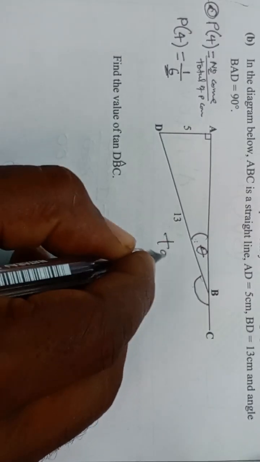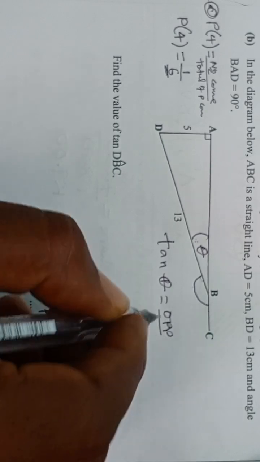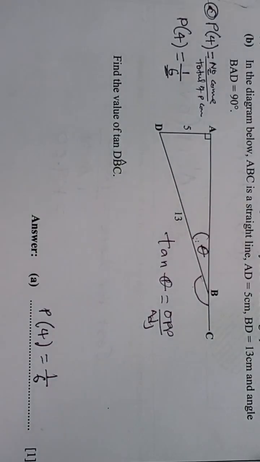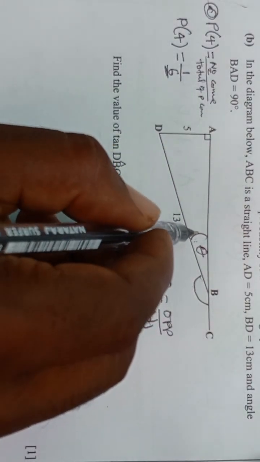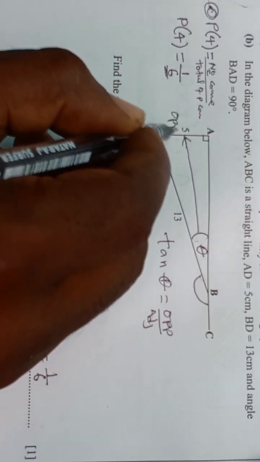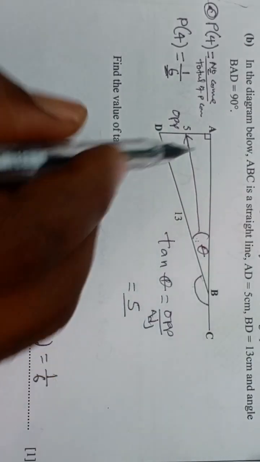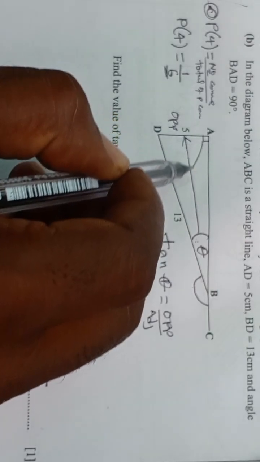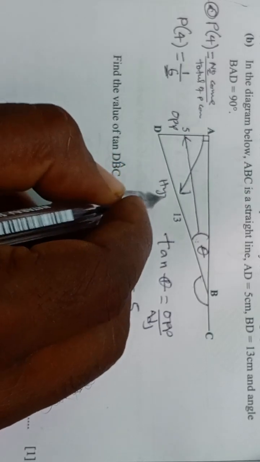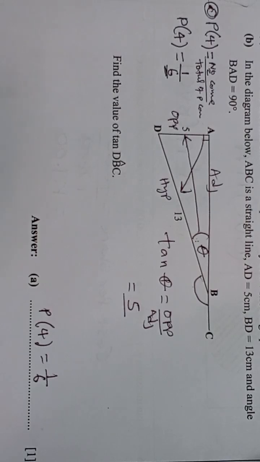So tan theta is equal to opposite over adjacent. The opposite side of theta is 5. Then this is the hypotenuse, opposite the 90 degree angle. This side is the adjacent. In this case, we don't have the adjacent.